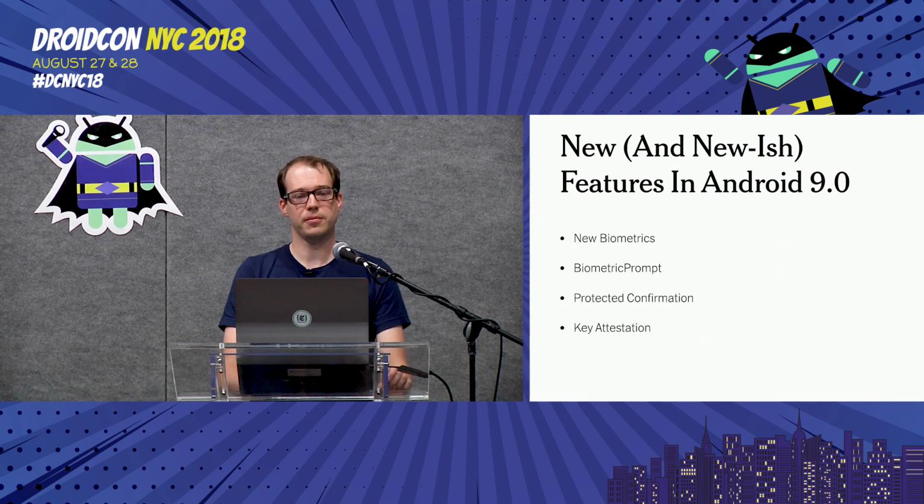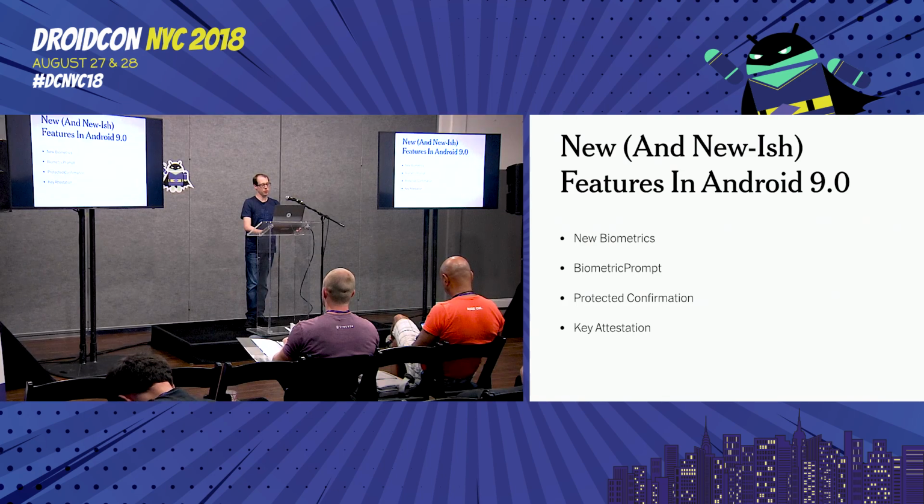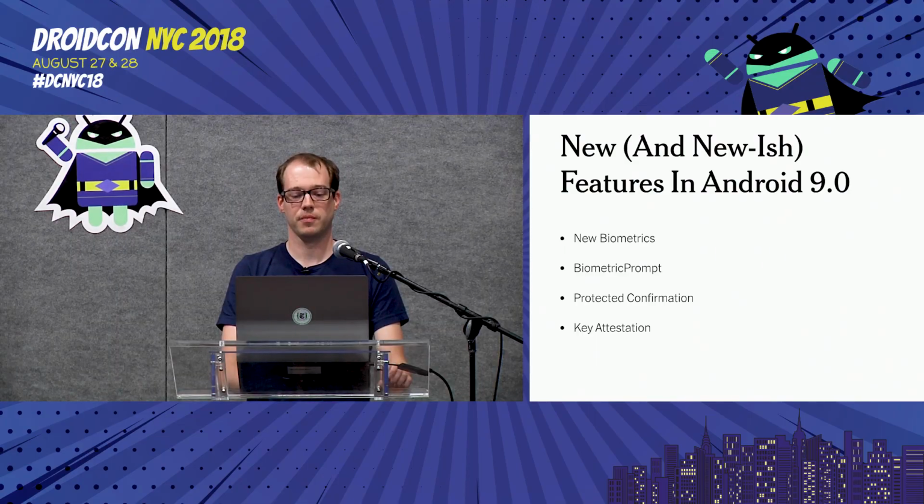And there's also a feature that came out in Android 8, so it's maybe new-ish, called key attestation, and that helps you improve how you use private and public keys in your app. And protected confirmation kind of ties right into that, so we'll be going over that too.